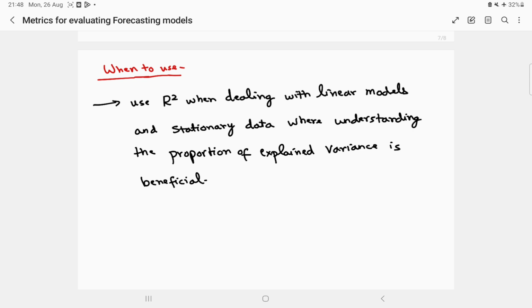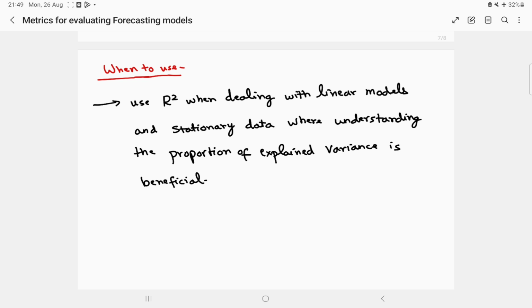So these are some of the metrics that we saw when it comes to evaluation of time series forecasting models. And if I were to conclude, selecting the appropriate metric for evaluating a time series model depends on the specific characteristics of your data and your goals. So for instance, MAE and RMSE are useful for straightforward, easy to understand evaluations, especially when handling models where errors need to be penalized differently.